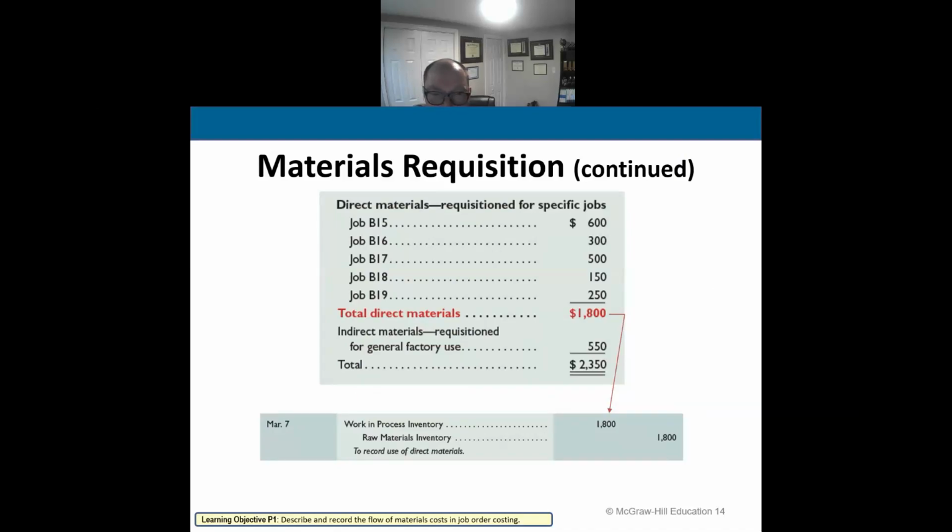And we can sum all of the direct materials used for each job to understand what our balances are for inventory. So as we take raw materials out of raw materials and put it into work in process, we need to allocate that movement through the materials requisition forms. How do we do that? We debit work in process inventory to increase work in process inventory by the requisition amount, and we credit raw materials inventory to reduce the total of raw materials inventory. What that does is show the movement into work in process and out of raw materials.